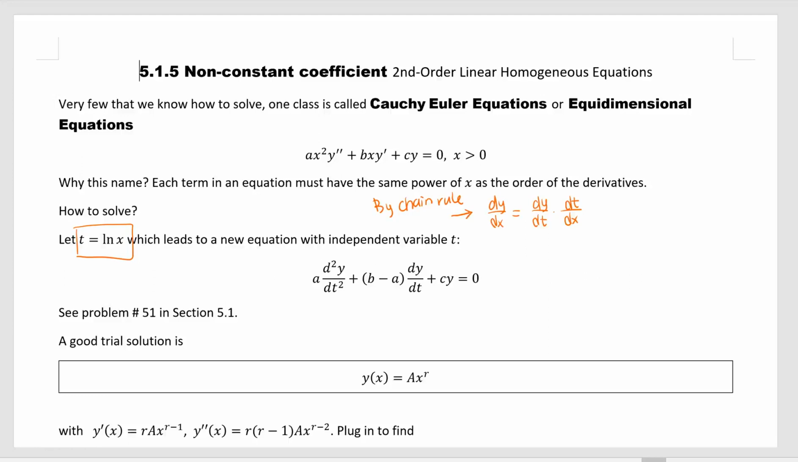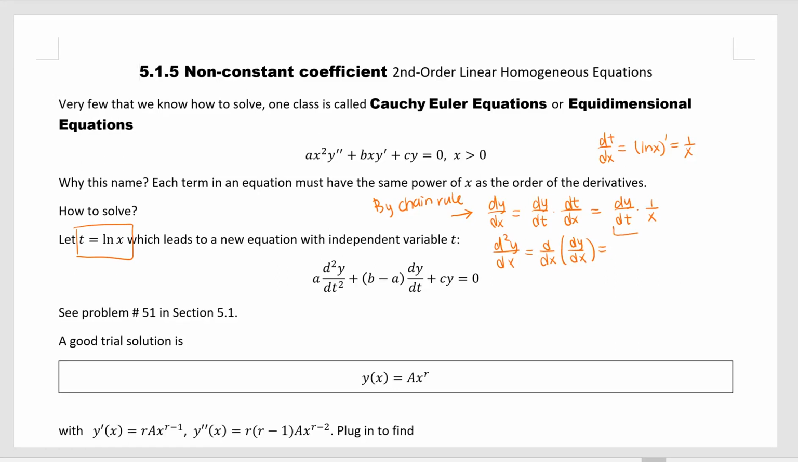And what is dt/dx? Well, dt/dx is the derivative of ln of x, which is 1 over x. So that's why here we have dy/dt times 1 over x. And then how about the second derivative? The second derivative is d/dx of dy/dx, which is the derivative of this part.